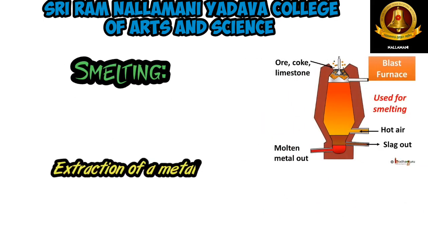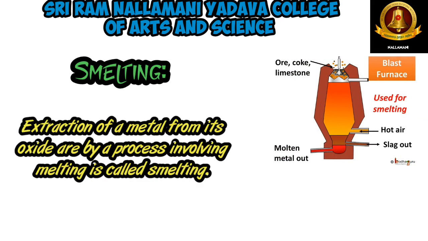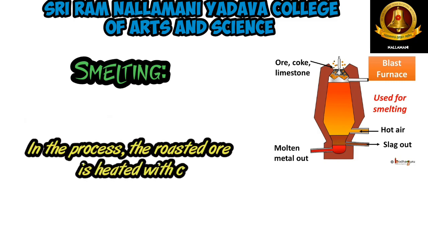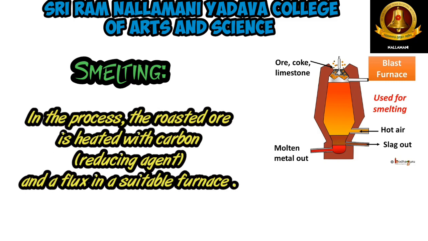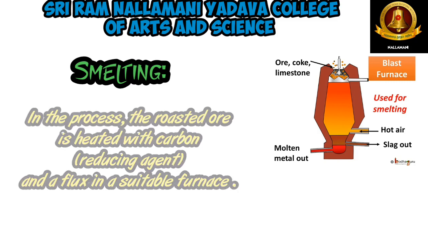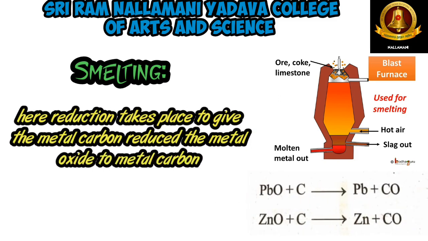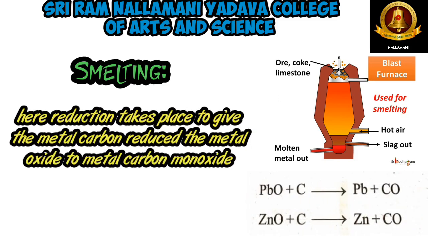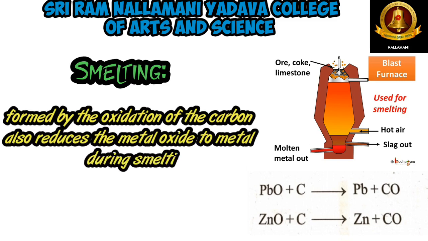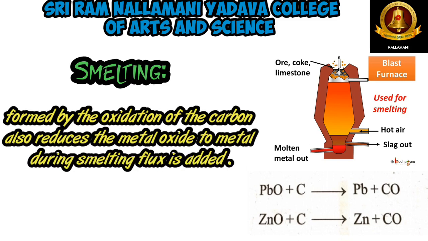Smelting. Extraction of a metal from its oxide ore by a process involving melting is called smelting. In this process, the roasted ore is heated with carbon and a flux in a suitable furnace. Here, reduction takes place to give the metal. Carbon reduces the metal oxide to metal. Carbon monoxide formed by the oxidation of carbon also reduces the metal oxide to metal.